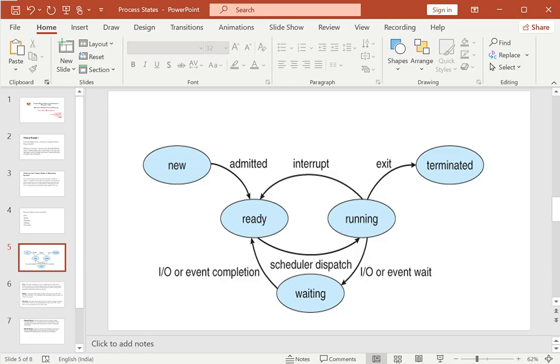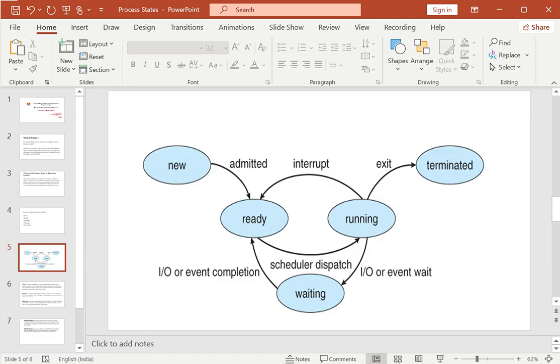In running state, the process gets executed, which means the CPU is allocated to the process in running state. There are two types of scheduling. One is preemptive scheduling and another one is non-preemptive scheduling. Non-preemptive scheduling is a scheduling where, once the process gets the CPU, it executes till its completion. And in preemptive scheduling, if a highest priority process comes, then the lowest priority process gets preempted from the execution.